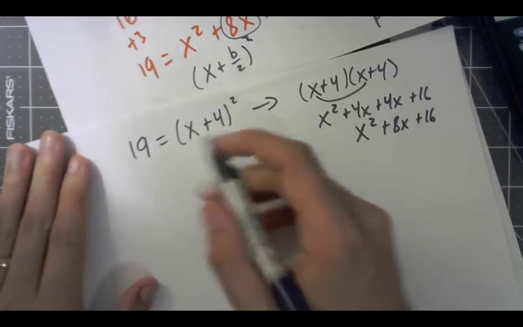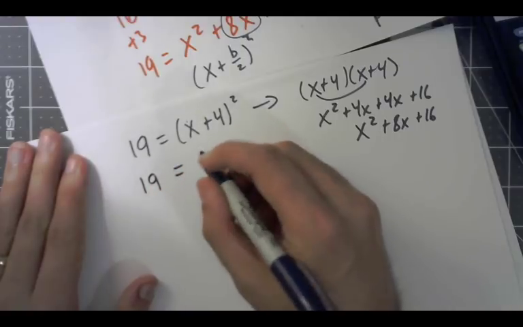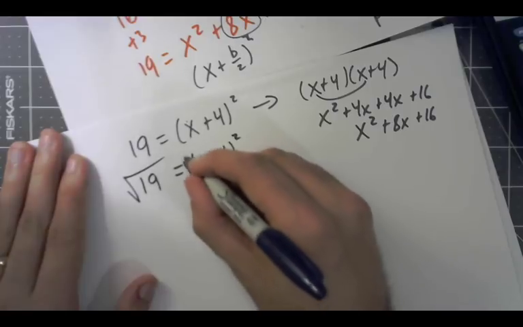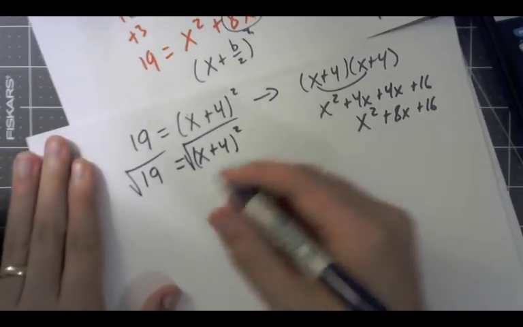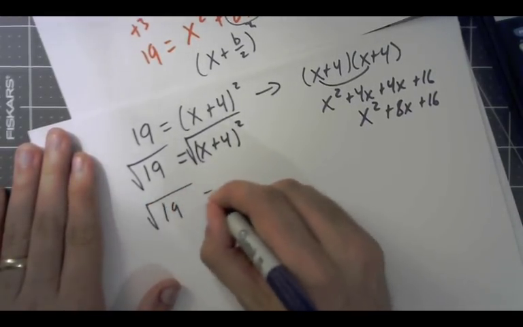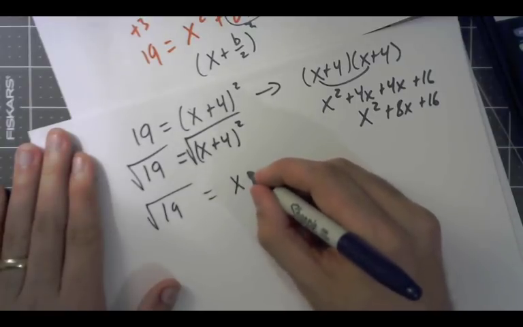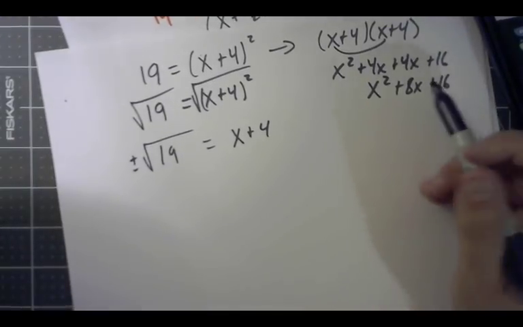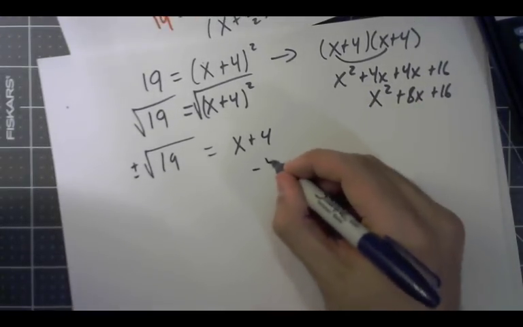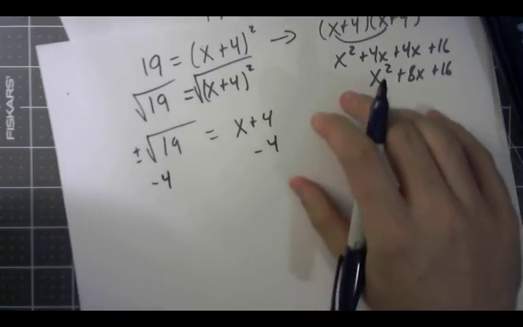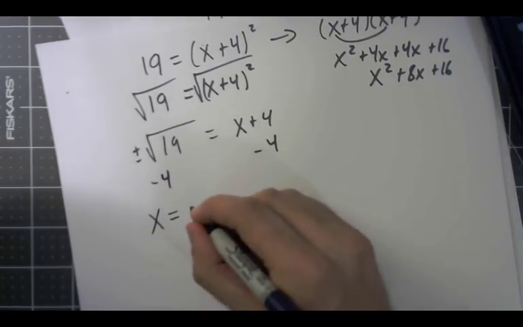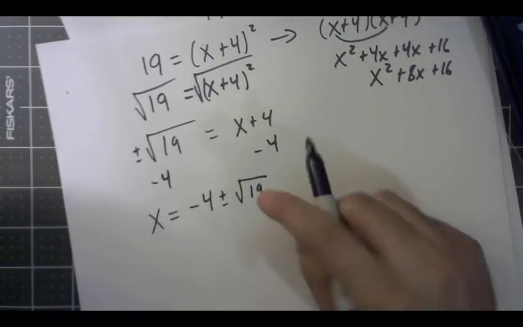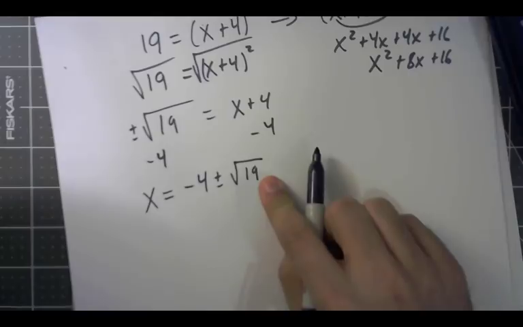So once we get here, I'm going to square root both sides because I have a square I need to get rid of. So I have the square root of 19. There's absolutely nothing I can do with that. And x plus 4. It's actually plus or minus the square root of 19. And last, I subtract 4. Clean up, so I just have an x. So I have x equals negative 4 plus or minus the square root of 19. There's nothing I could take out of here. There's nothing I can simplify.